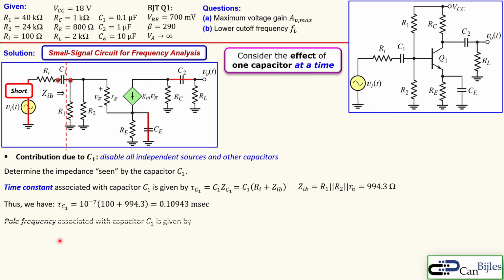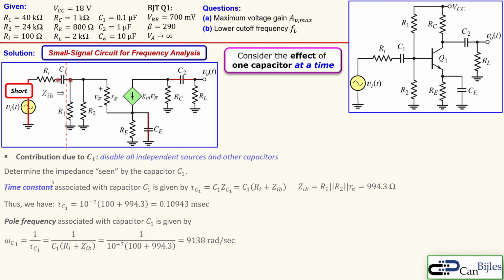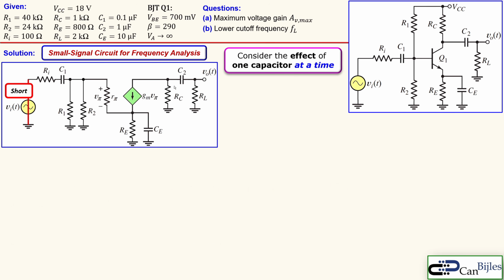So how do we go to the frequency? Now frequency is 1 over that time constant, so the pole frequency, that is the definition of the pole frequency, associated with this capacitor is given by 1 over this tau C1, so 1 over that expression, that will result in 9,138 radians per second.